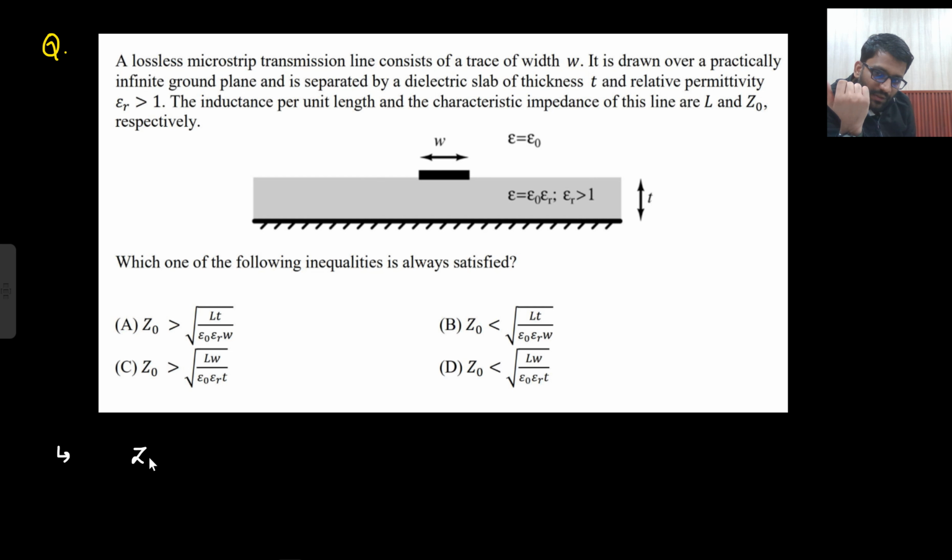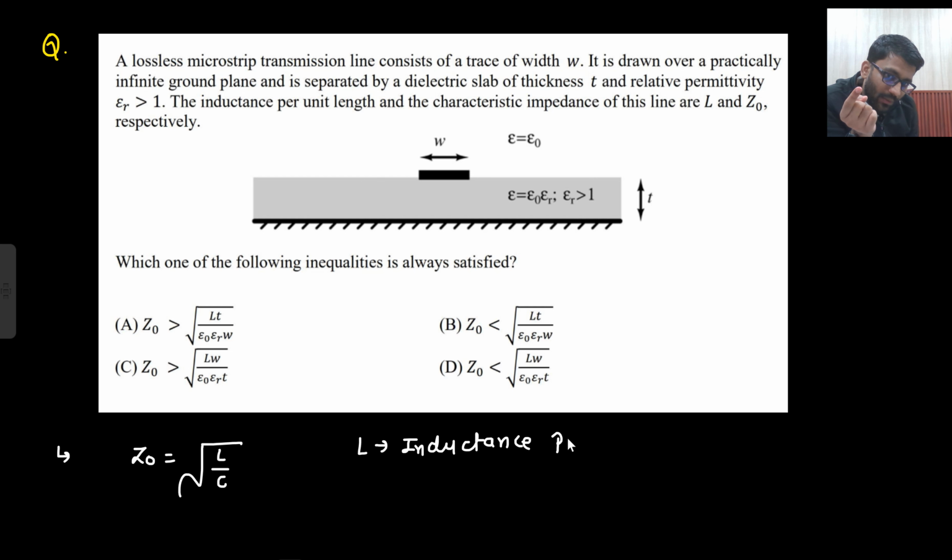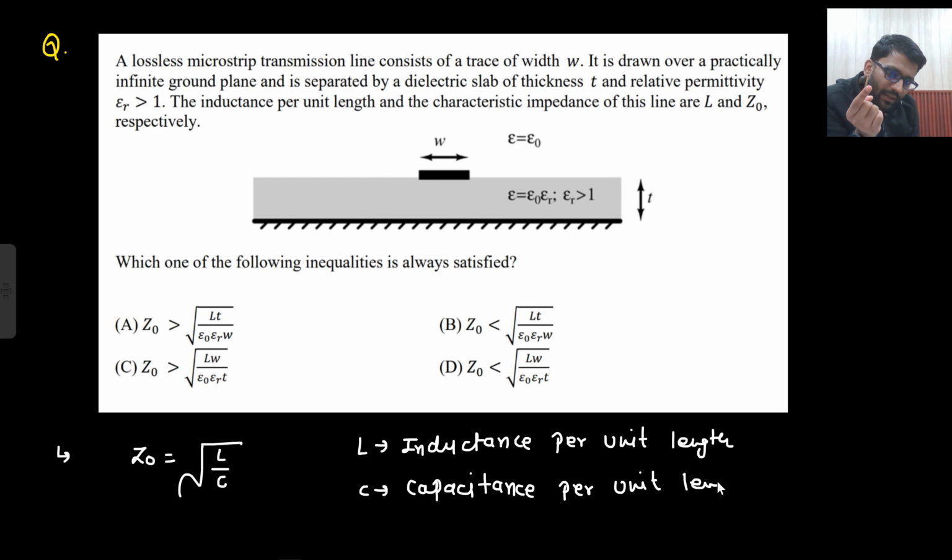So what is our Z naught? Z naught is under root L by C, right? So what is this L? L is the inductance per unit length. Say yes or no? Per unit length. And what is C? C is also capacitance per unit length. Now L is L only. You can see in the option L is written as L only. But we need to write down capacitance per unit length.